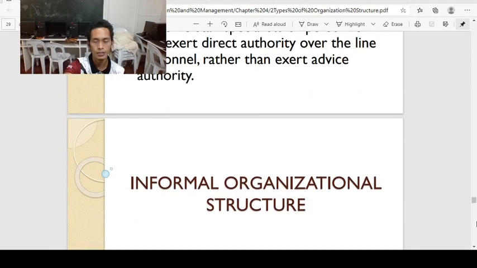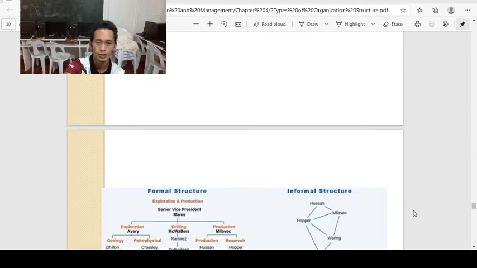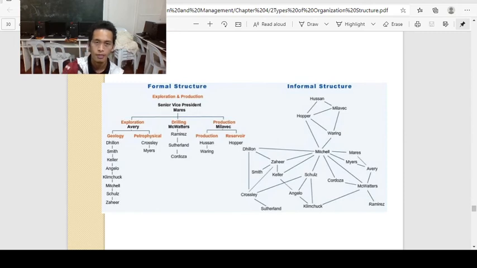Now, informal organizational structure. Aside from having line structure, which is classified into functional, divisional, and matrix, we have also the informal organizational structure, and this is used by informal organization. So the formal organization depends on line structure, and then functional, divisional, or matrix. However, for informal structure, this is also called informal organizational structure. Okay, try to compare. This is an example of functional structure, right? Line, formal, and this is informal structure.